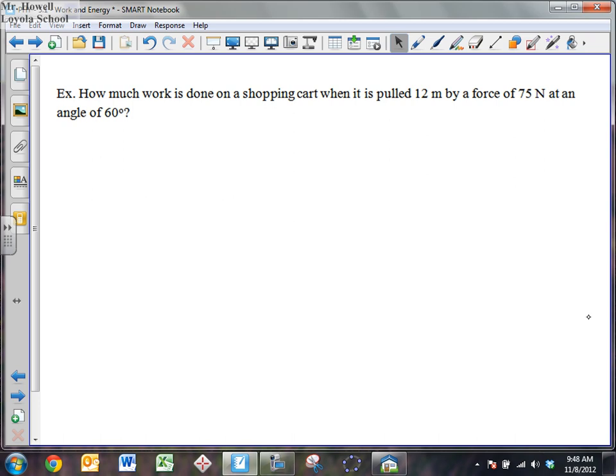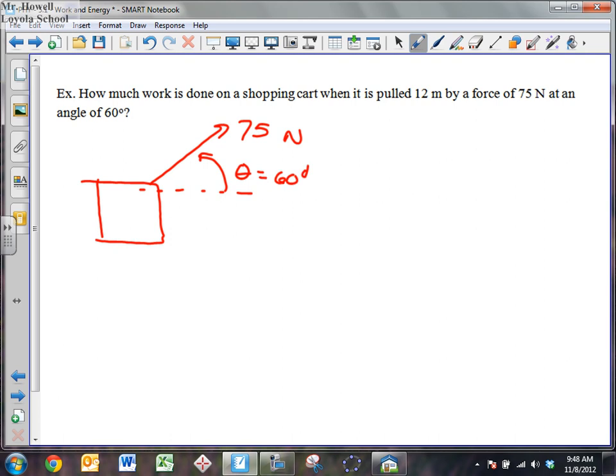Do you want us to draw a diagram? I would definitely draw a diagram to start. So now it's going to be positive. Cosine is between 0 and 90, so the work done in this example will be positive. If the angle is between 0 and 90, it's positive, because the cosine of an angle between 0 and 90 is positive, versus 90 and 180, which is negative.